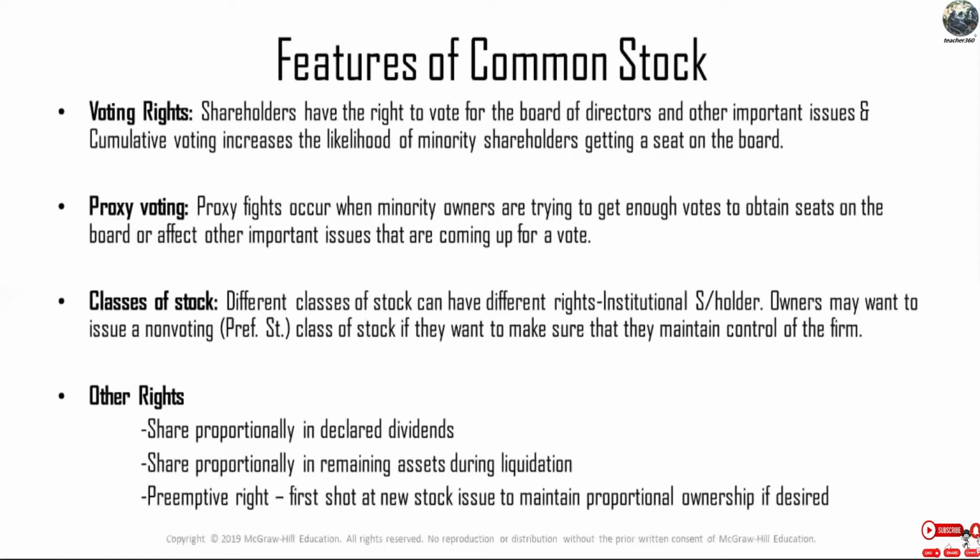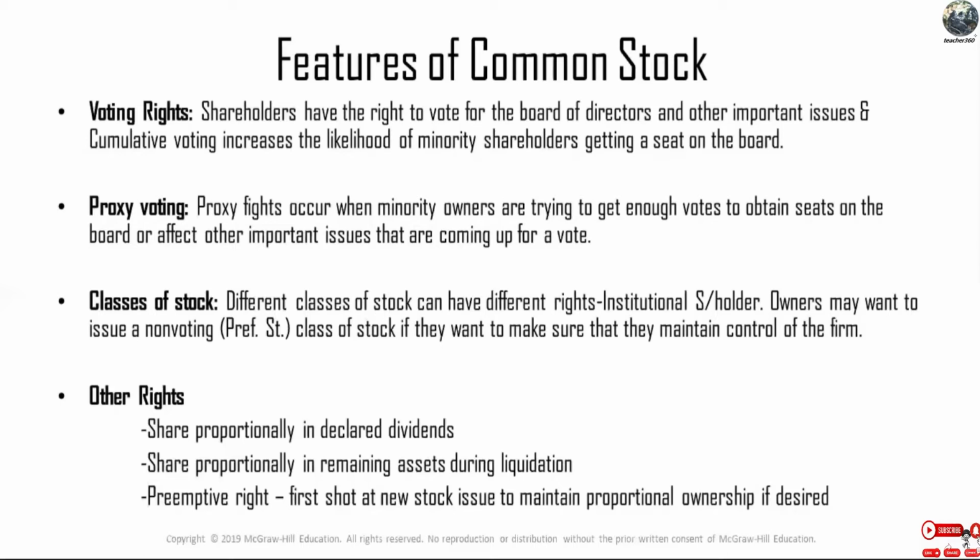Two of the primary types of stock are common stock, representing the majority of shares available across the market, and preferred stock, which typically guarantees a fixed dividend but does not have voting rights. Different classes of stock can have different rights. Owners may want to issue a non-voting class of stock, which is preferred stock, if they want to make sure that they maintain control of the firm.